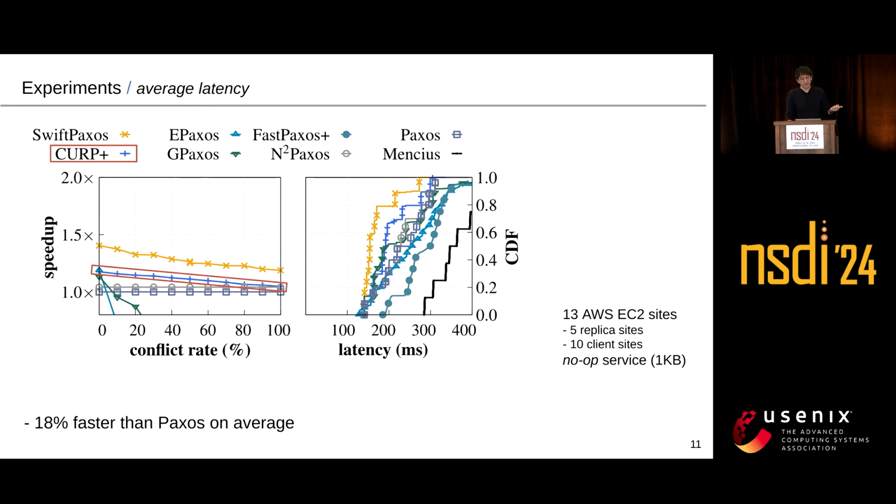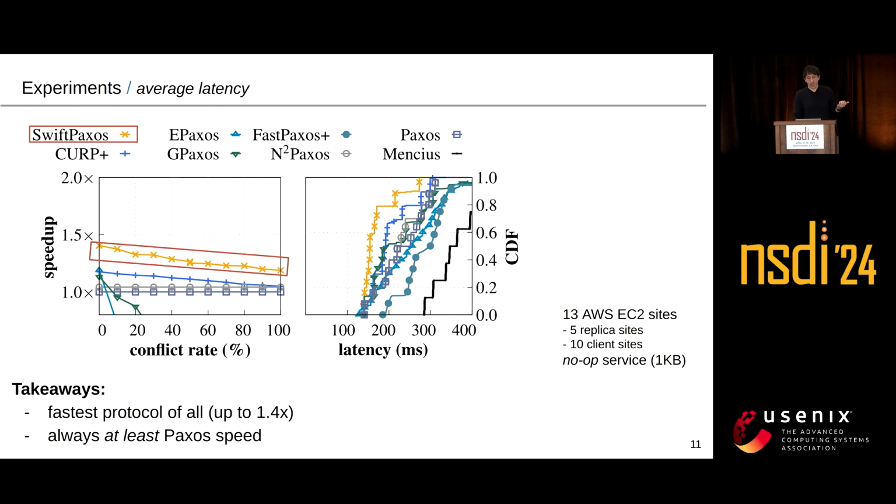The best competitor is CURP, which was published at NSDI in 2019. It is around 18% faster than Paxos on average. And SwiftPaxos is up to 40% faster than Paxos. And as seen on the right with the CDF, it's always at the speed of Paxos. That is, there is no Paxos point on the left of the CDF of SwiftPaxos.